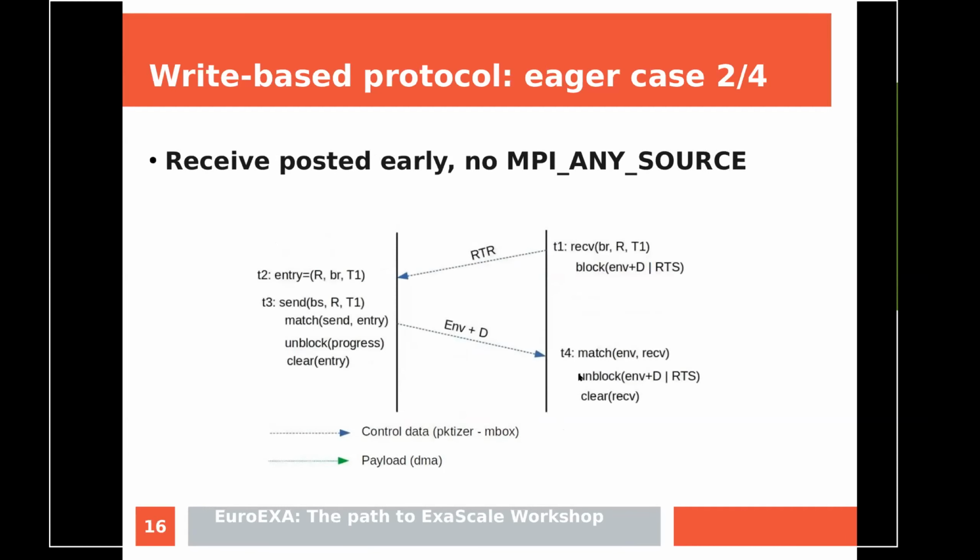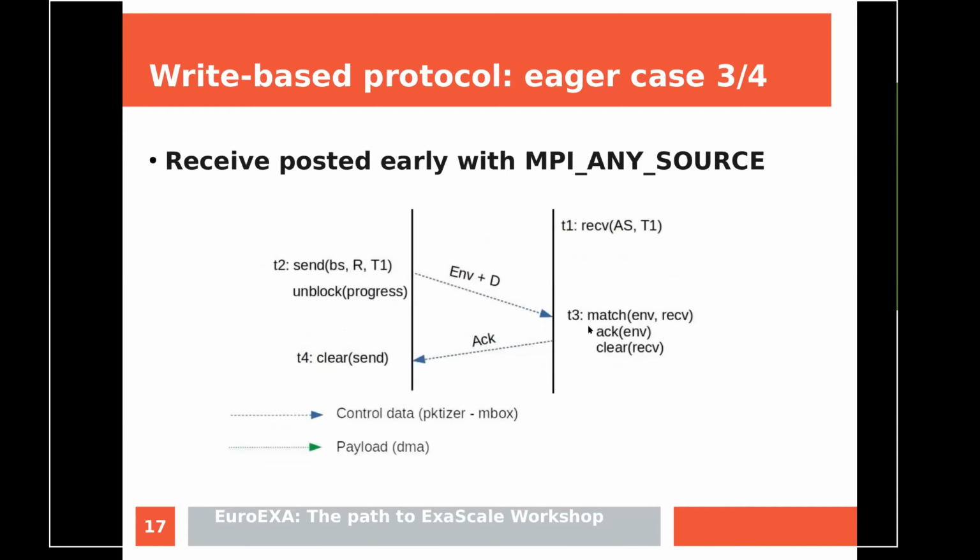In the next case, again, we have a ready to receive posted early without any source. So the receiver advertises his readiness with the ready to receive. Again, it is matched on the sender, which finally sends the envelope and the data. So here, the matching at T3: since the sender has received the ready to receive, he knows that it is posted by the receiver, so he just sends the envelope and the data, and he unblocks his progress without waiting for an acknowledgement.